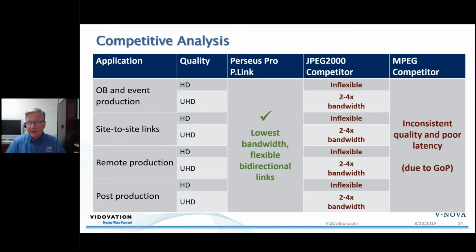I don't think JPEG 2000 is going away anytime soon. There's a big footprint out there. But if you're looking to modernize, or particularly switching from more of an on-site production to an at-home production, a REMI production, the Perseus Pro with implemented in P.Link starts to make a lot of sense.